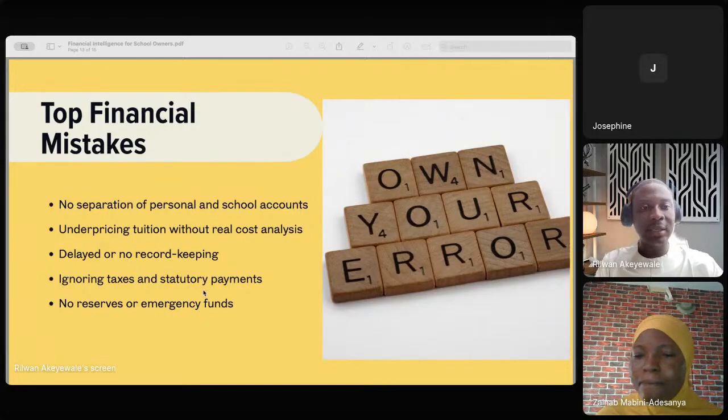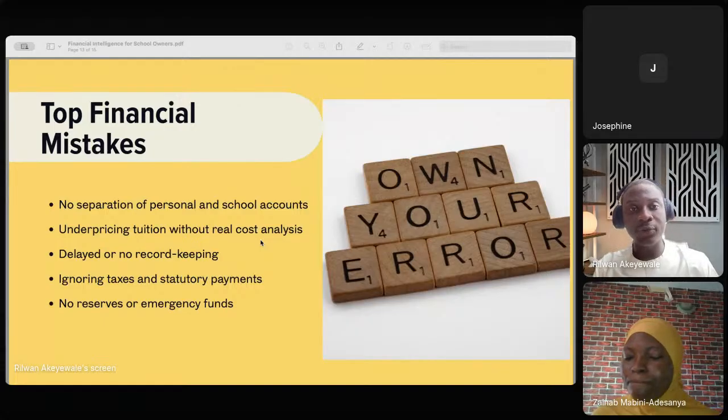Then the second mistake is underpricing tuition without real cost analysis. So you need to go and look at the two analyses that we talked about, your real cost income analysis and your cash flow, and you need to look at them. And also your student teacher ratio, you need to look at them. You may need to increase your school fees. Maybe you've just been running a charity all this while. You may need to increase your school fees. You may need to cut down on some costs. The analysis will reveal that to you.